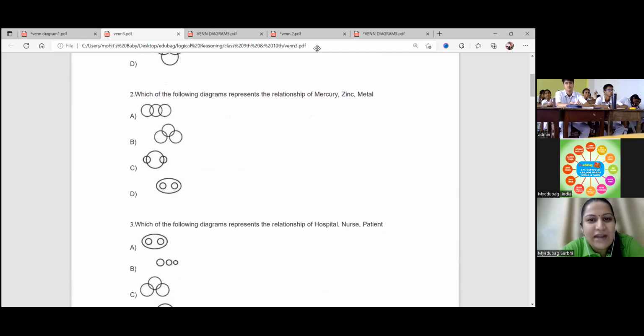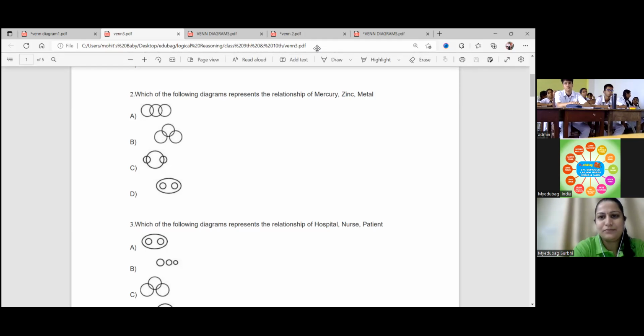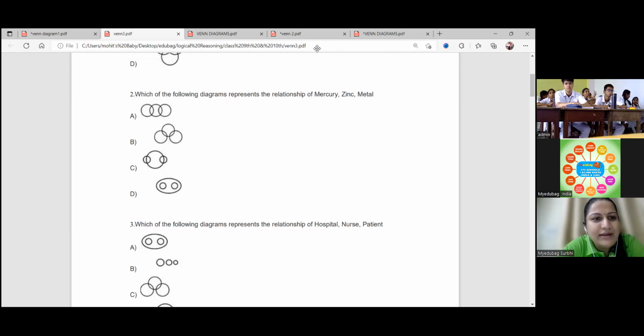Which of the following diagrams represents the relationship between mercury, zinc, and metal? Fourth one. Any other? It is not the fourth one. Then C. Yeah, it is C because these both are metals. Okay. Yes.